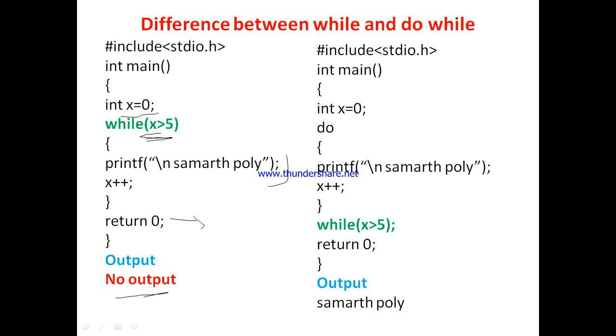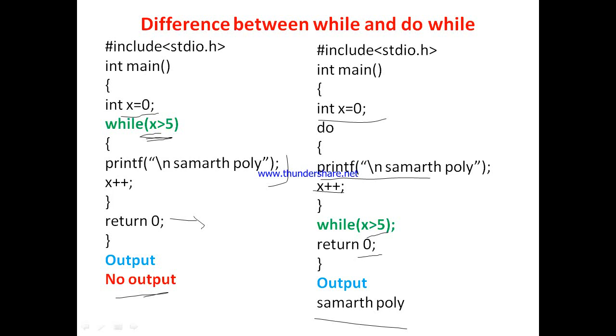Okay, but in the same program, with the same condition using the do while loop, let us see. x is declared and initialized with 0. Now here, do loop, again we are entering the body of the loop, printf Samartha Poly, so that it displays the output Samartha Poly, x plus plus, x becomes 1. Now 1 is greater than 5? This is also false, so the loop is terminated, the return 0 statement is encountered, and the program ends.